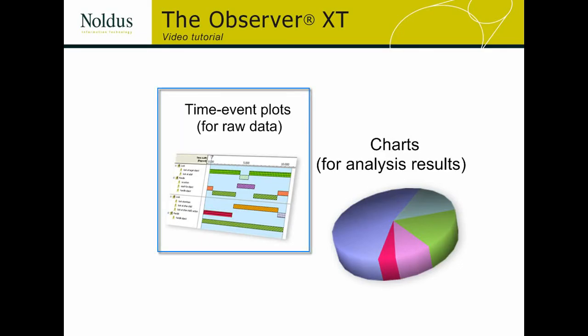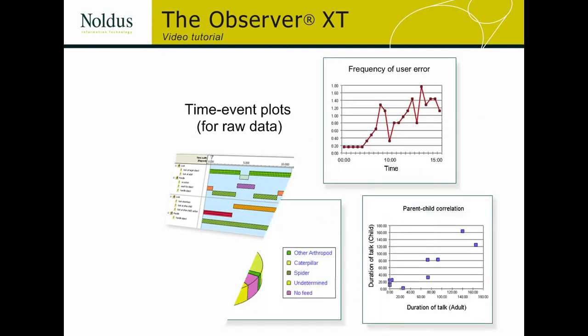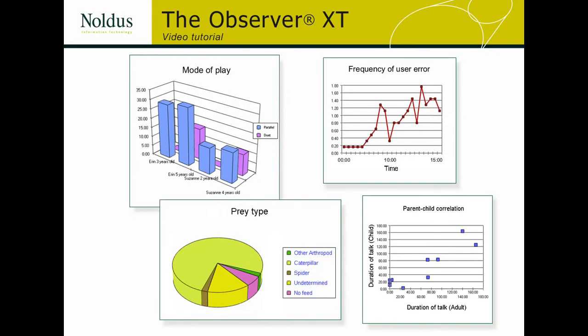Normally you inspect your raw data by means of time event plots, but you can also create a graphical output of your statistics. For example, you can visualize the total duration of the scored events as a pie chart. The Observer XT offers 4 types of charts: columns, lines, pies, and scatter plots.